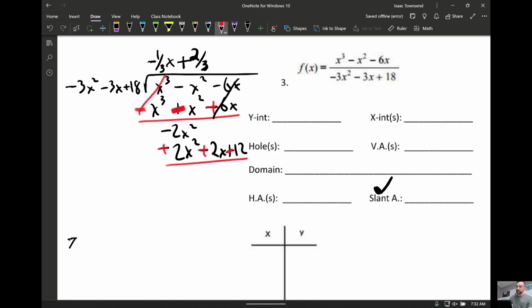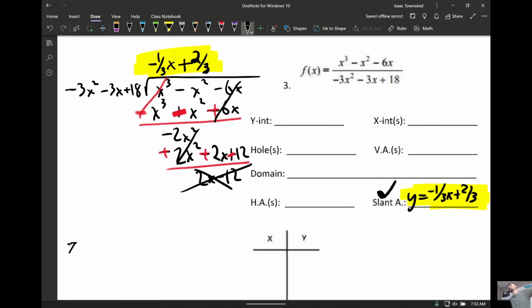I'm going kind of fast here at the end. But the reason why is because at the very end, it doesn't matter. For slant asymptotes, it's only the quotient that matters. If there's a remainder left over, it does not impact the slant asymptote. So again, that one's a little bit harder than normal, because usually you don't have to deal with fractions, but because the degree of the numerator was one bigger than the degree of the denominator, it had a slant asymptote, and that's how we have to go about finding it. Long division, y equals whatever the quotient is.